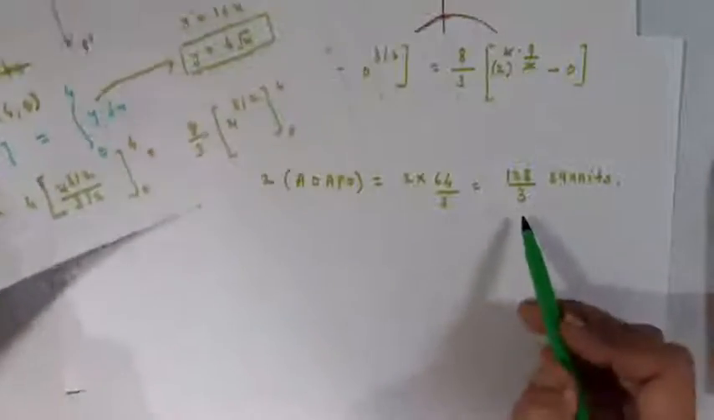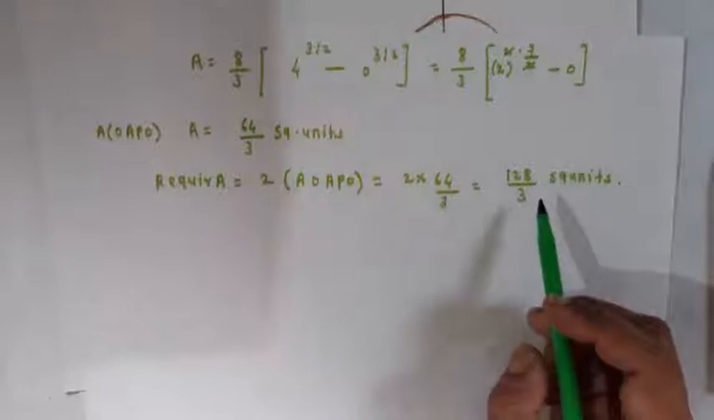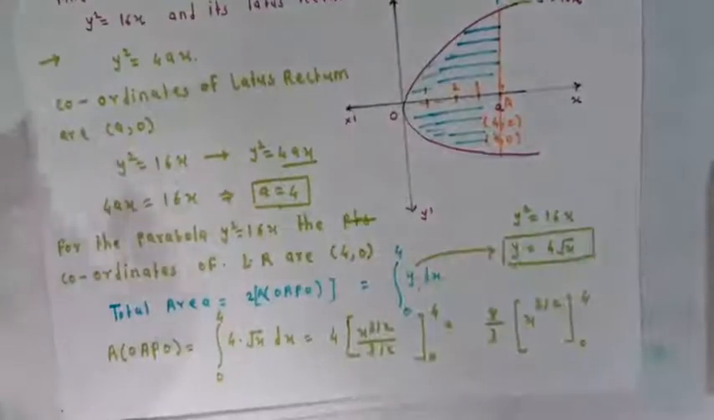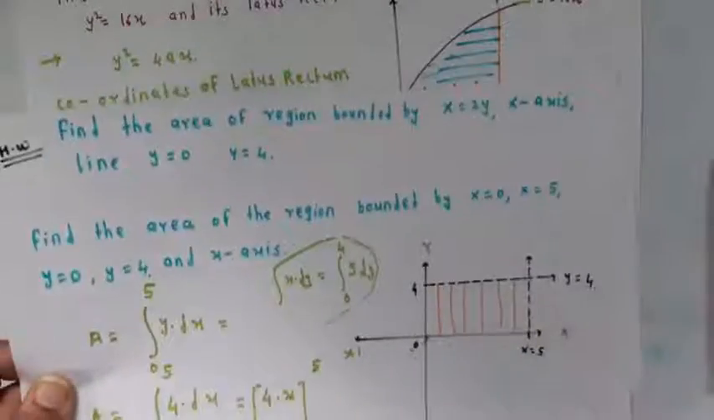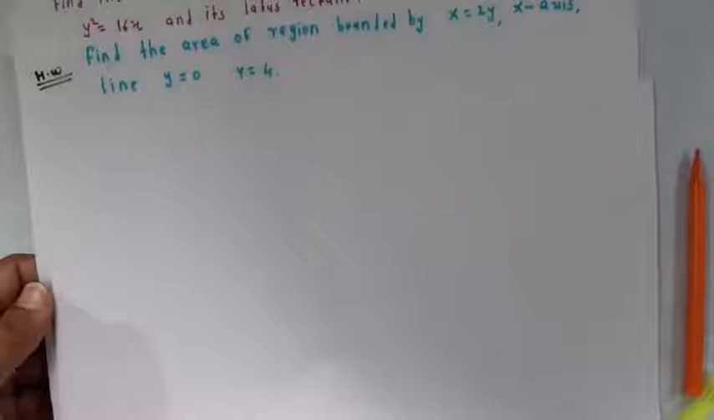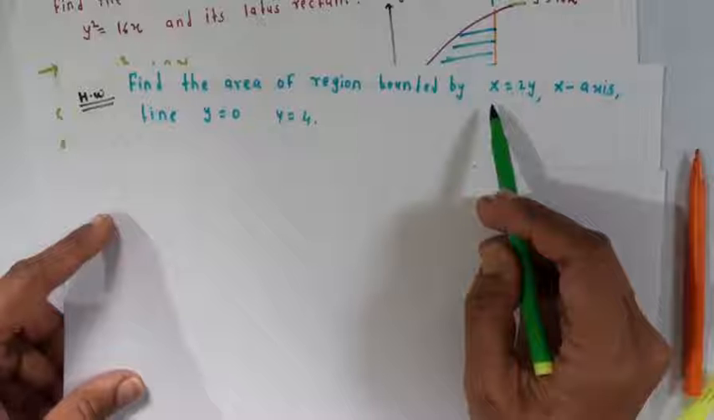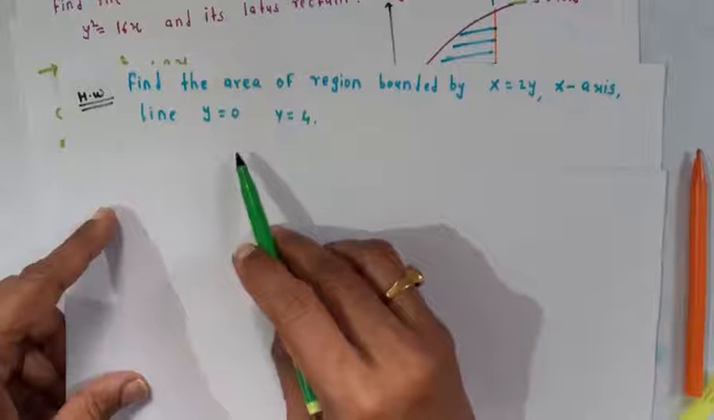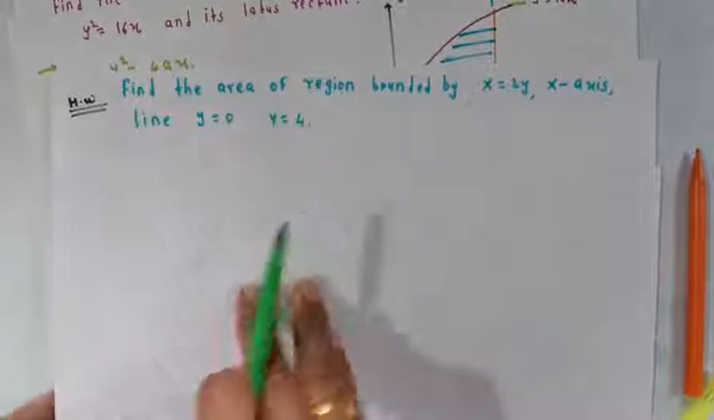In this way we can find the area like this. So students, let us take 2 examples as homework. The first homework problem is: find the area of the region bounded by x equal to 2y, the y-axis, and the lines y equal to 0 and y equal to 4.